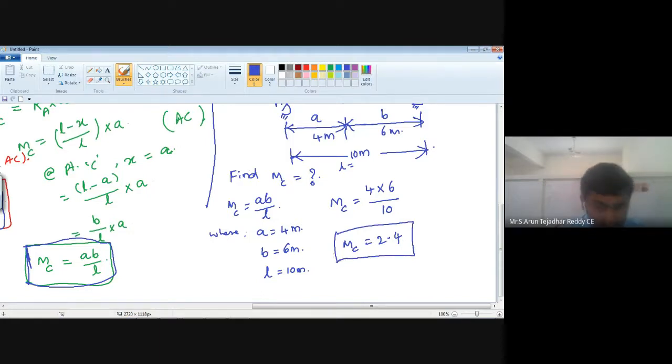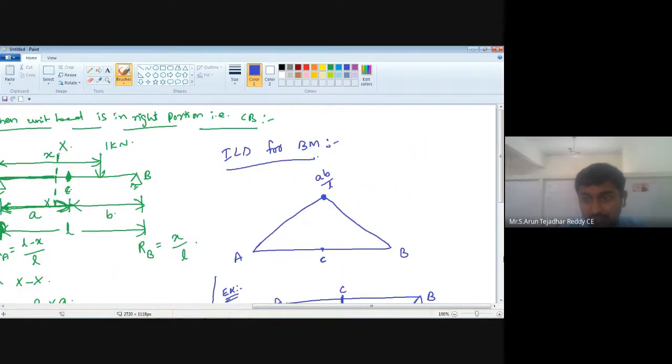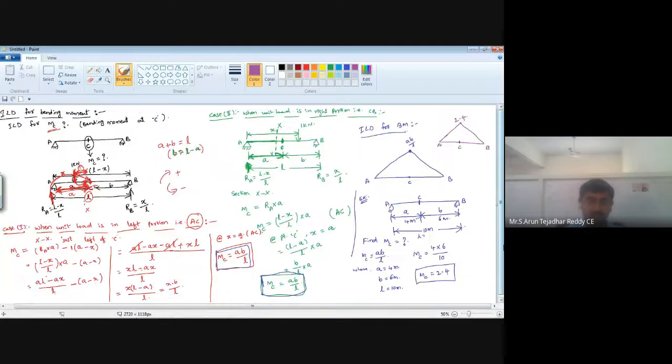Same value, just to show from the diagram point of view. A, B, it is C. So this value is 2.4. A small example, that's it. So all of you take a screenshot up to here.